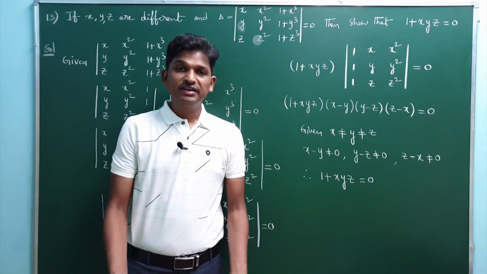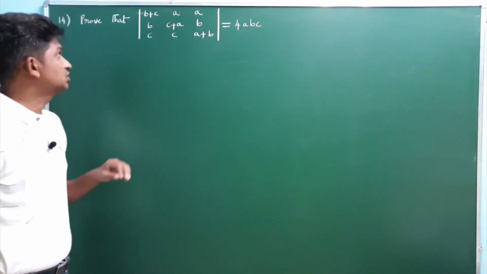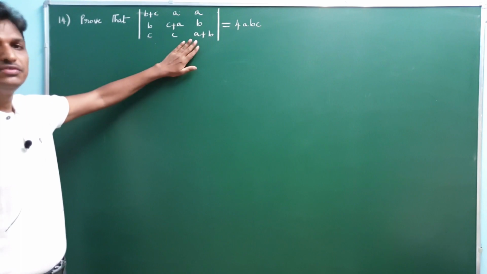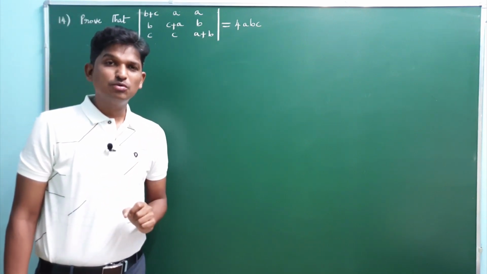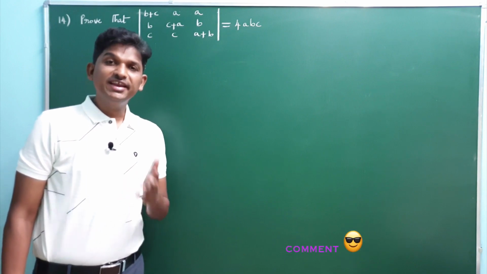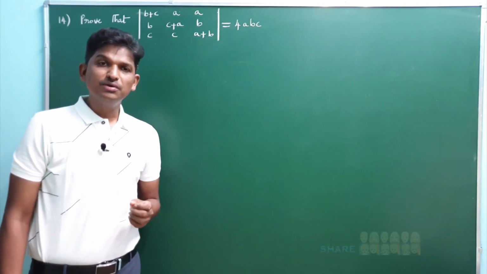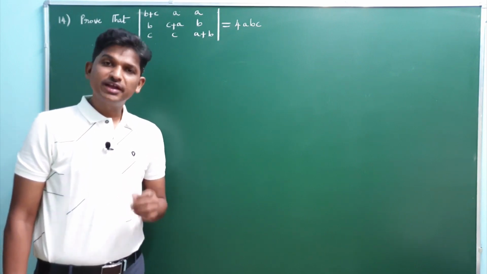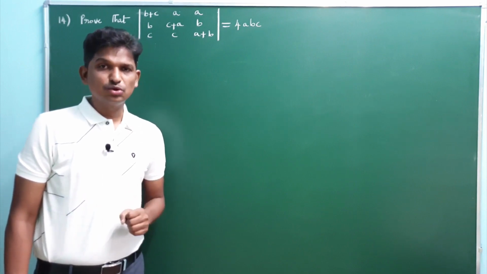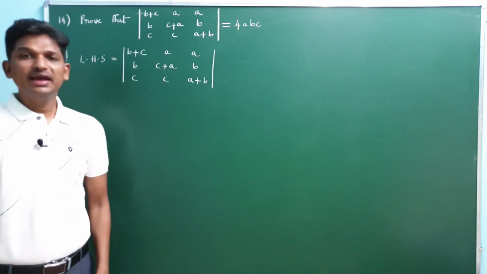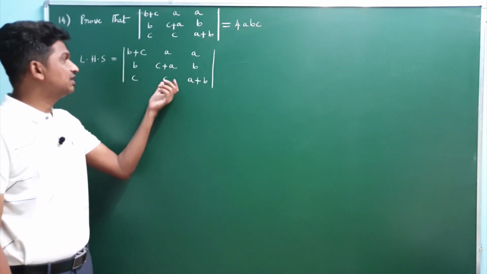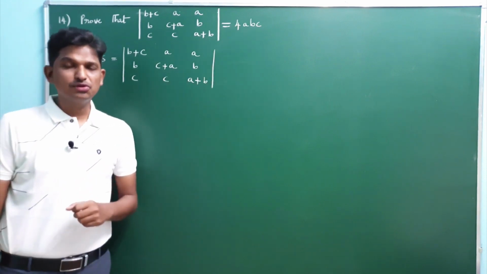Now, we will move to the next question. You observe this question. We need to prove that the value of this determinant is 4 times ABC. This is not a very easy problem because you don't get any idea how to do this problem by seeing the question. However, we can do this very easily. Let's see its solution. First, I will consider LHS. I need to prove that the value of this determinant is 4 times ABC.